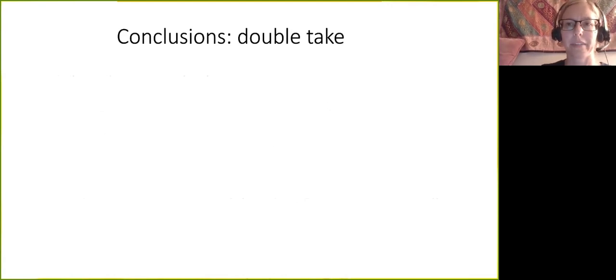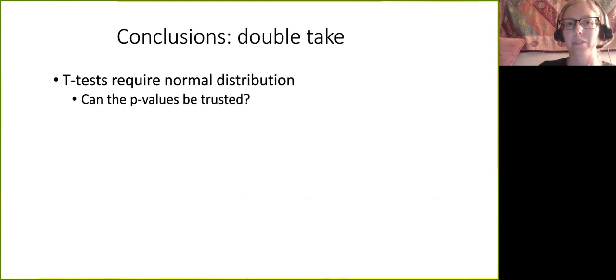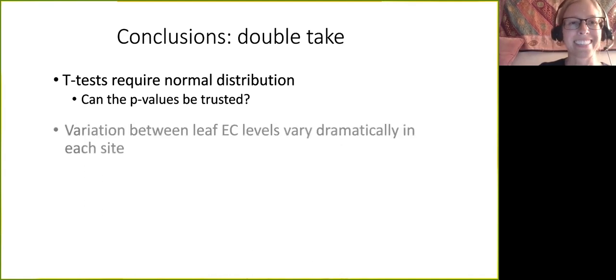But let's do a double take at this. The t-tests require normal distribution, especially when you have sample sizes that are under 30. My sample sizes were 15, so they're well under 30. When I had the high saline without that normal distribution, that's really calling into question the veracity of the t-test. So I ask, can the p-values actually be trusted with that? It's a good question, I think.